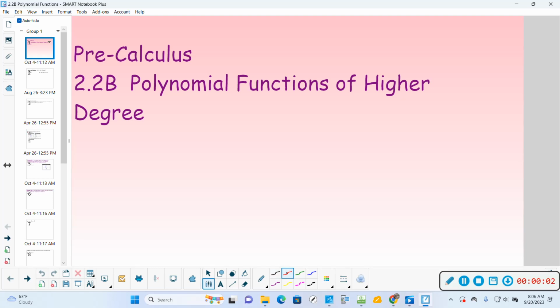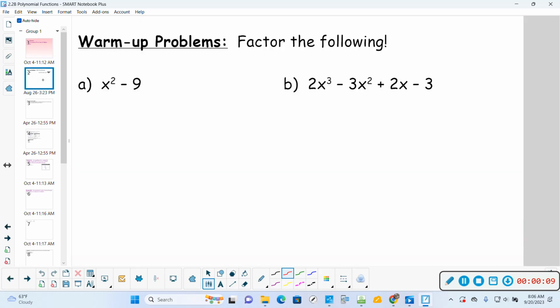Hey guys, we're working on the B part of yesterday's lesson, so it's going to be a little bit of factoring and of course putting together all the graphing skills and everything we learned. So notes out, here we go. Just again, we're going to review some factoring.